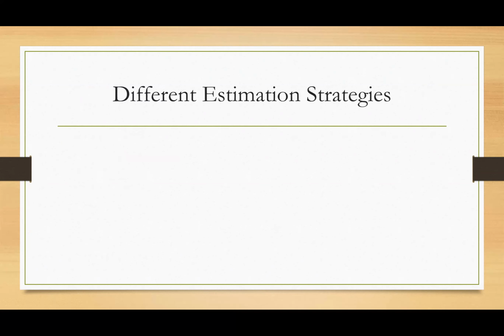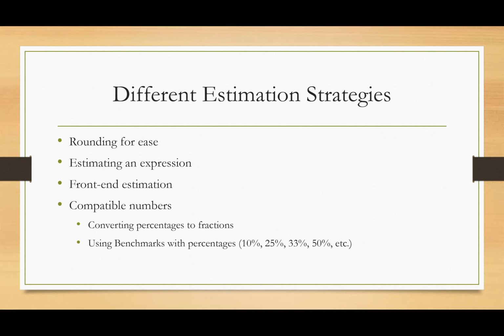There are different estimation strategies, and we're going to focus on several of these. One is just rounding for ease. There are times when a number could be very large or changing often or both. So estimation or rounding could help us make this more understandable. Another is estimating an expression, and we're going to talk about two different ways to estimate an expression. One of them will also entail front end estimation. And then finally, we're going to talk about compatible numbers.